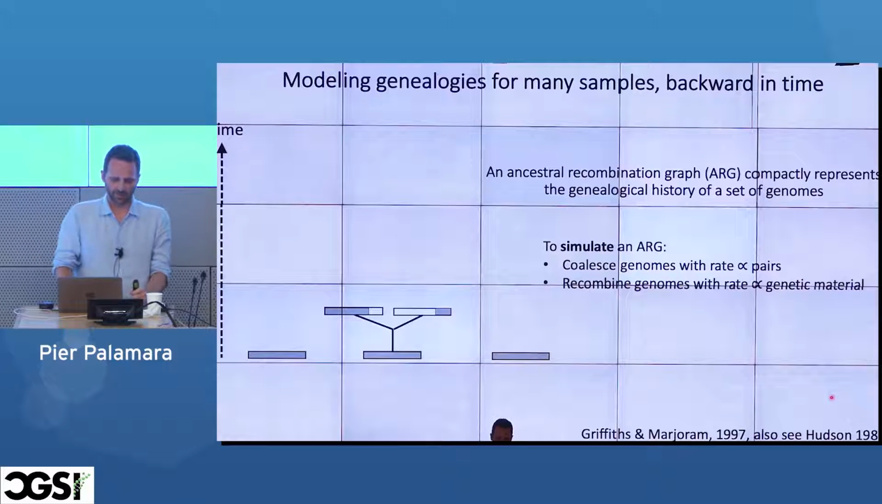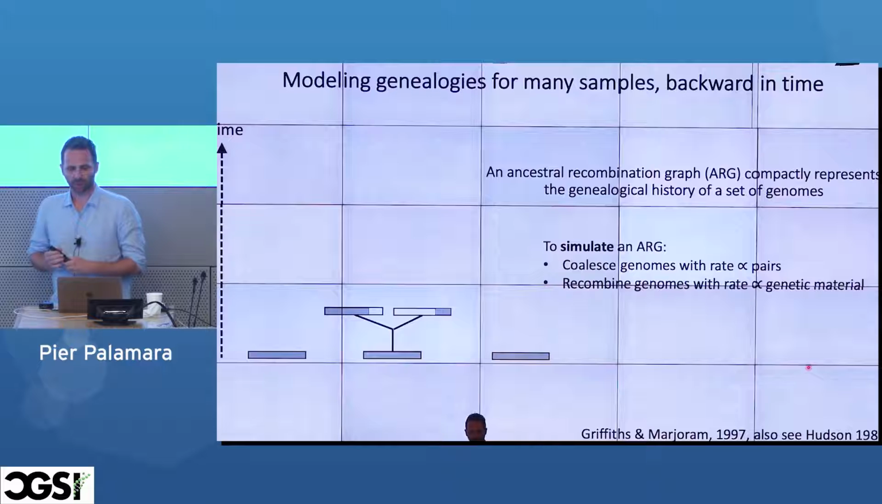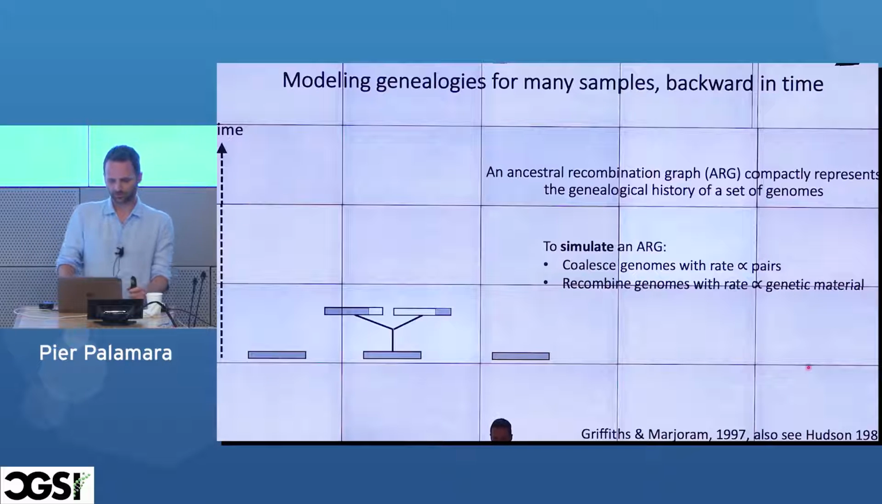There are some details of what the distributions look like, but I'm going to skip those. There's a lot of literature, and the process that I'm using here to simulate is called the coalescent with recombination. You can read more about that if you're interested, and here are some references.